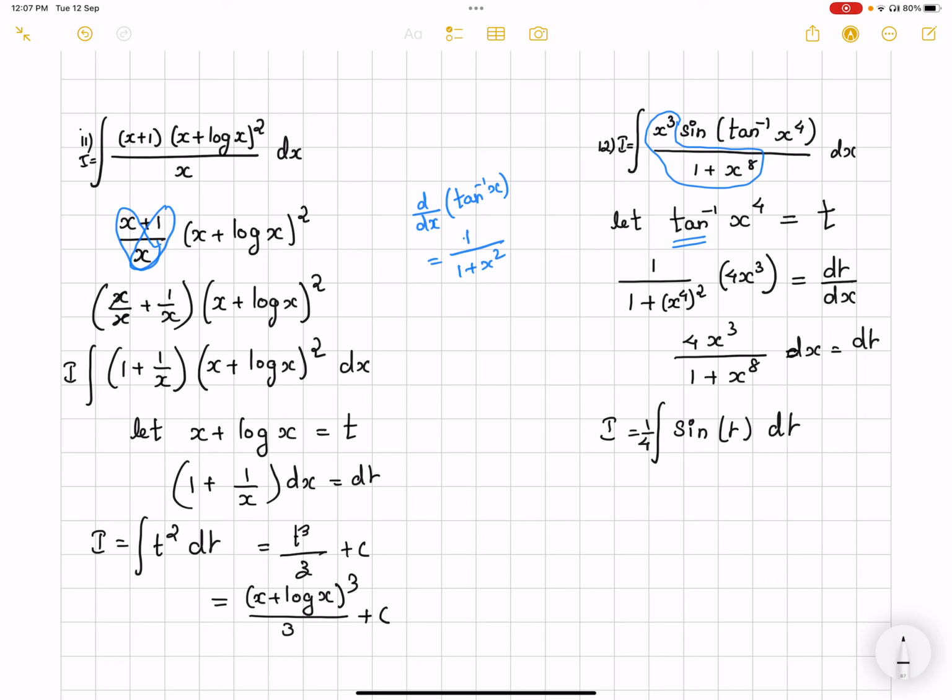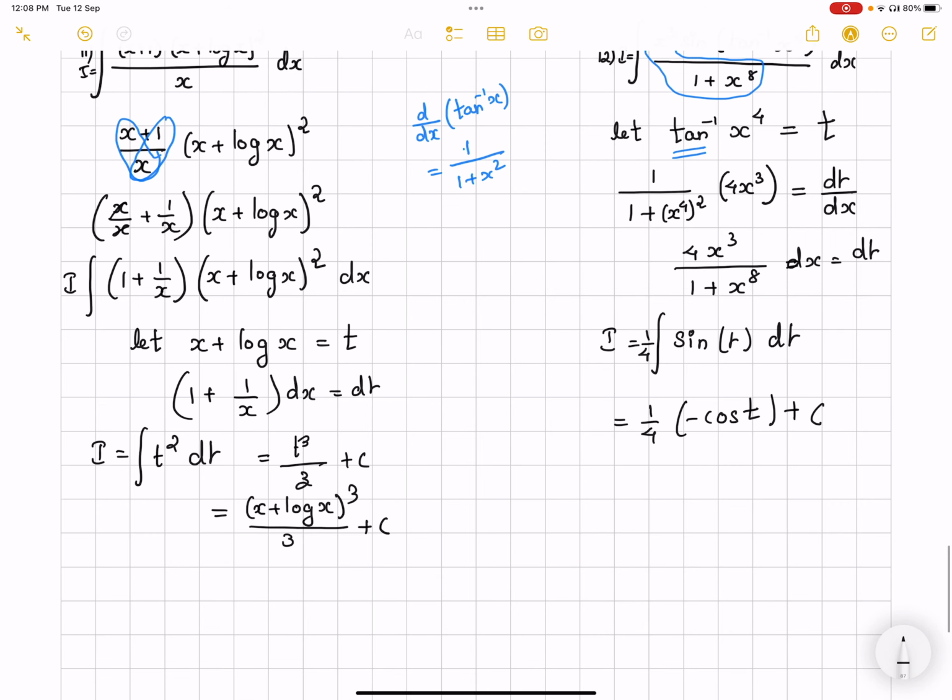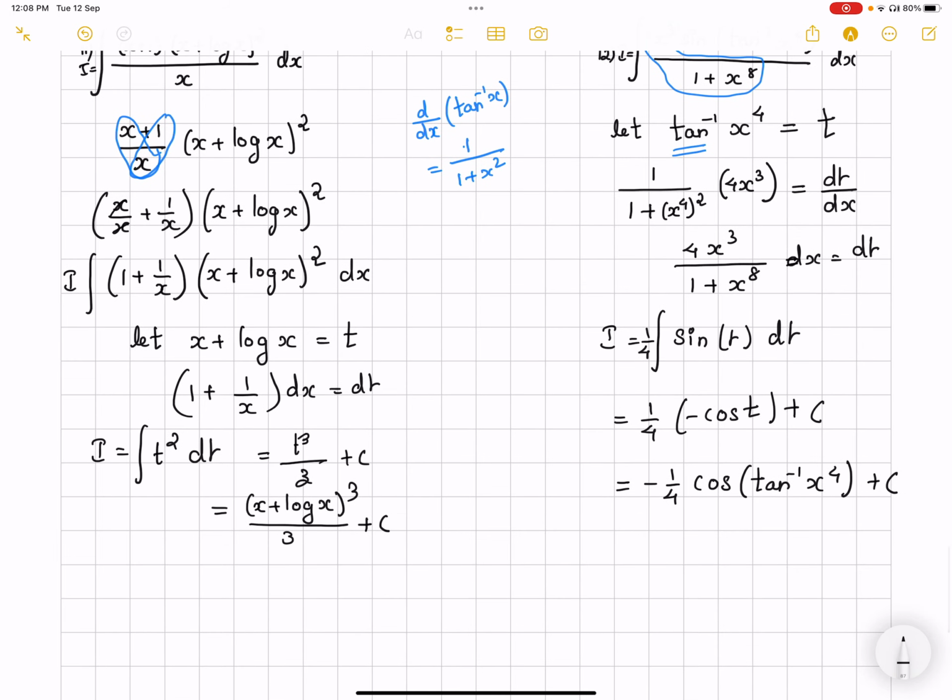So what is going to be the integration of sine? It is nothing but minus cos t plus c. Done. So what is your t actually? Minus 1 by 4 cos of, what's your t actually? It is tan inverse of x power 4 plus c. So we have done within few steps actually. If you go for double the substitution, then it would be a long process. This is your final answer.